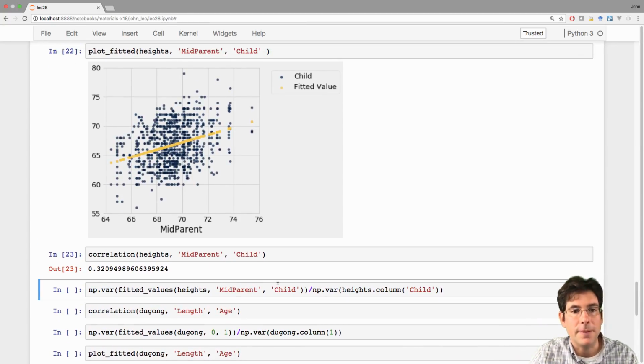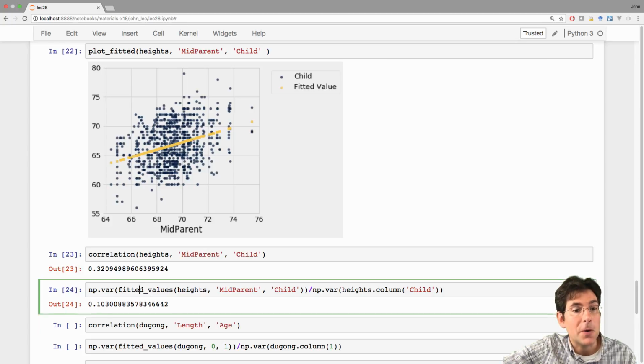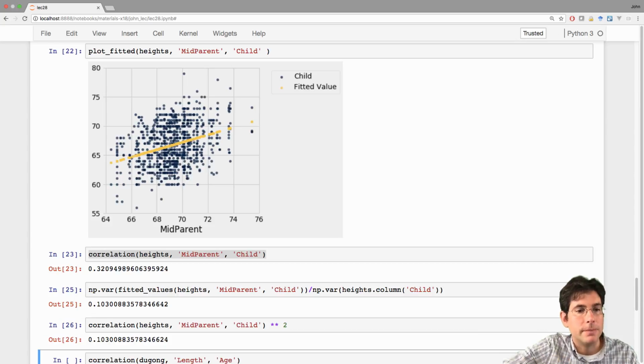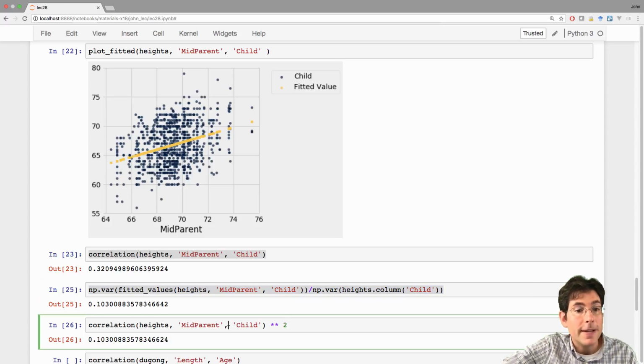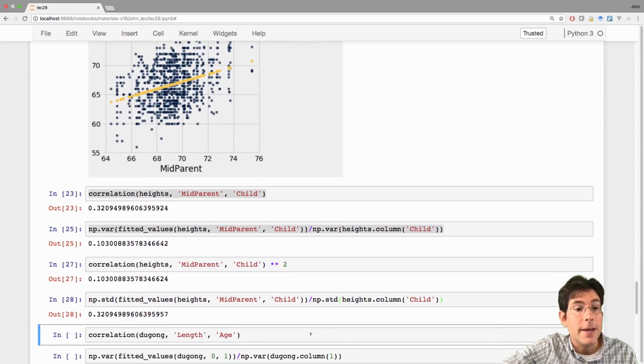Therefore, if I compute the ratio of the variance of the fitted values to the variance of the actual heights, it's a pretty small number. This is r squared, which is what I'd get if I squared the correlation. Now, variance is just standard deviation squared. So if I take the same expression and I write np.std divided by the standard deviation of the actual y values, then I see the number r.